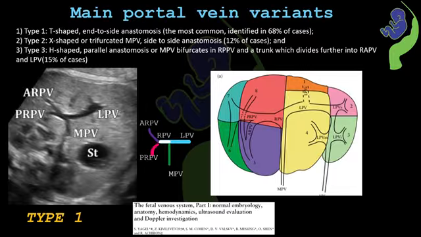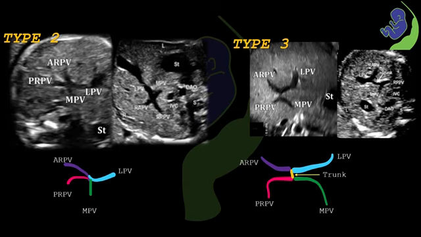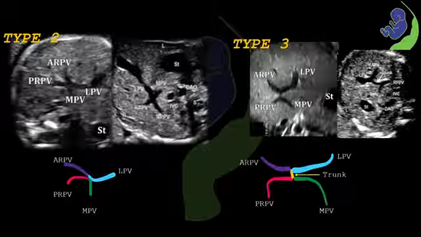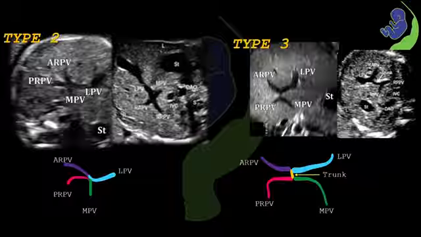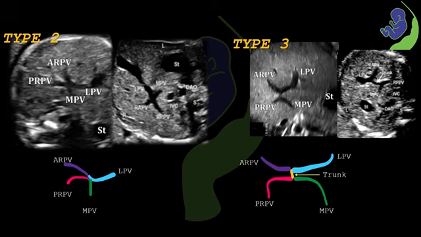Now let's look into the remaining 2 variants of the main portal vein. In type 2, which is seen in about 12% of the fetuses, the main portal vein appears to form an X-shaped or trifurcated configuration. The left portal vein, the anterior right portal vein and the posterior right portal vein all originate at the same level. Therefore, this creates a side-to-side anastomosis and all 3 branches seem to diverge from a single point of the main portal vein. The type 3 anastomosis is seen in around 15% of the cases.